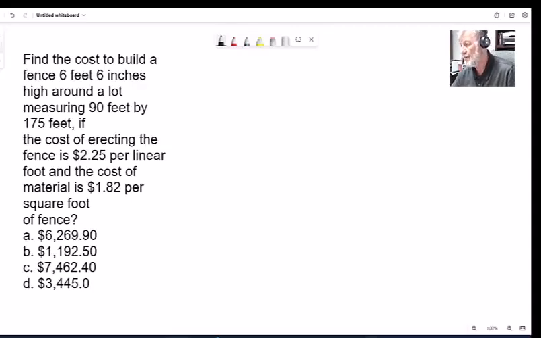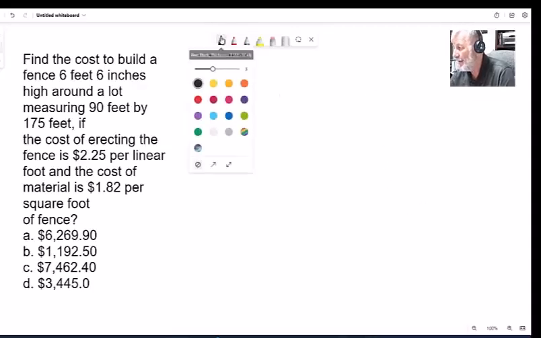I'm working with this pen right now on my Microsoft whiteboard, so just bear with me here. It's something new, but it's fun.